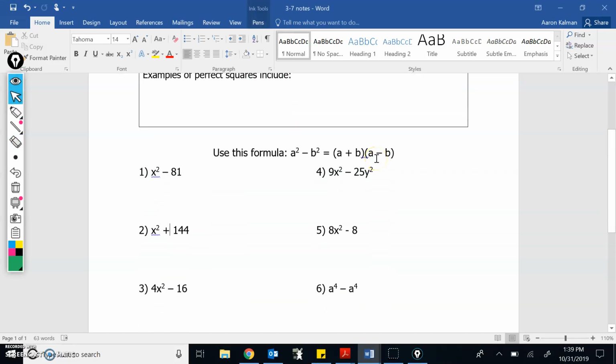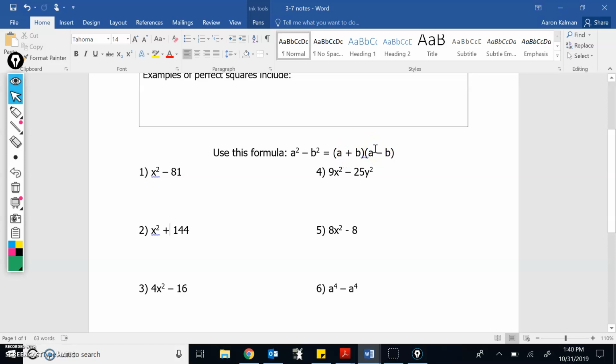The formula you're going to use is that if you see your two perfect squares with a subtraction, you're going to split it up into your two parentheses, your two factors, and you're going to put the square root of each, with a plus sign in one and a minus sign in the other.